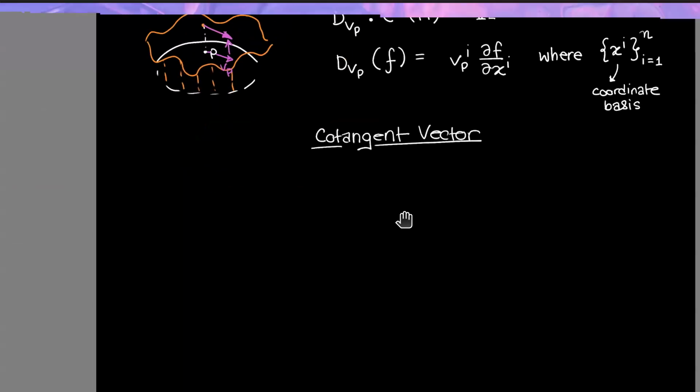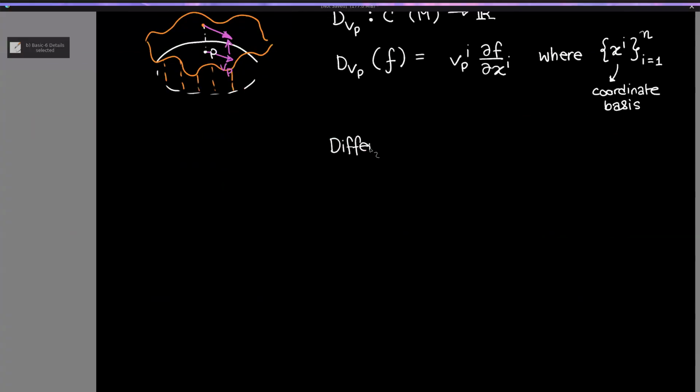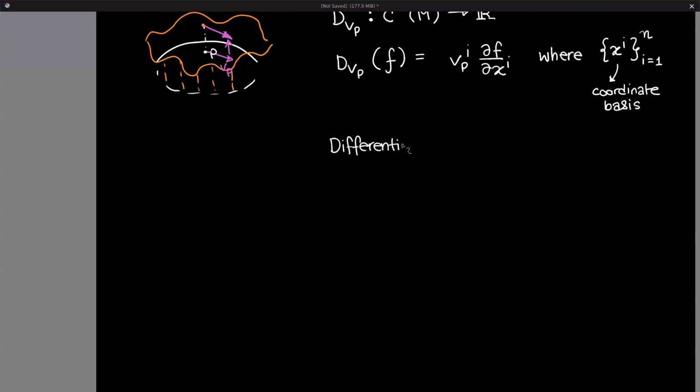A cotangent vector, sorry, did I skip a little bit? Yeah, I just skipped a little bit. So one thing we're going to need before that is figuring out what the differential of a map is.